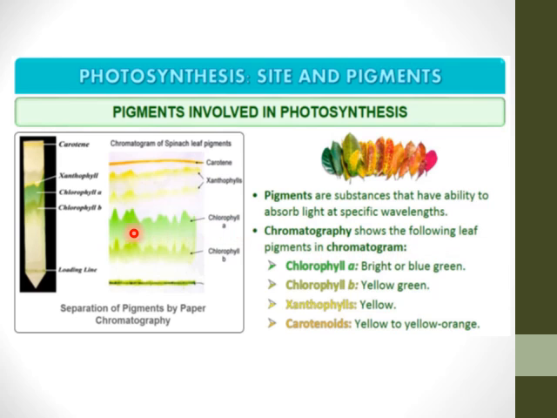So this is the loading line, and this is the separation of the pigments by paper chromatography. You can see chlorophyll A, which is bright or blue-green in color, chlorophyll B, which is yellow-green in color, xanthophyll, which is yellow in color, and carotenoids, which are yellow to yellow-orange in color.